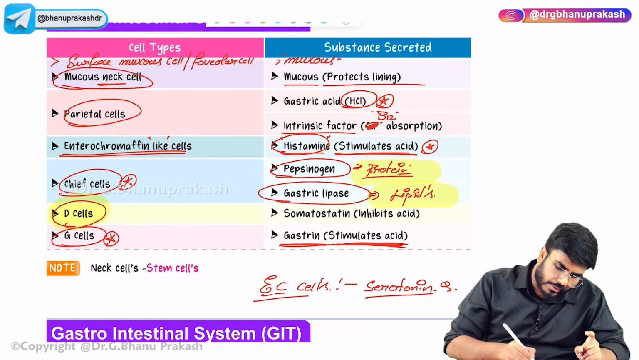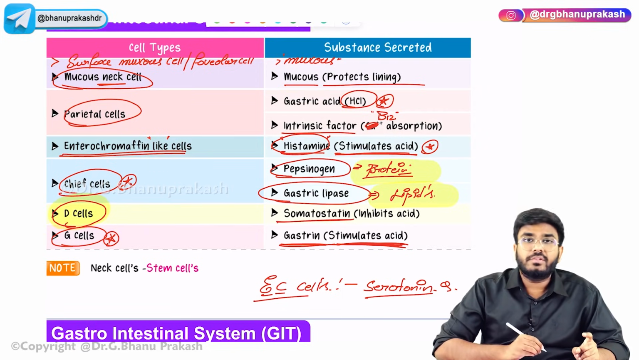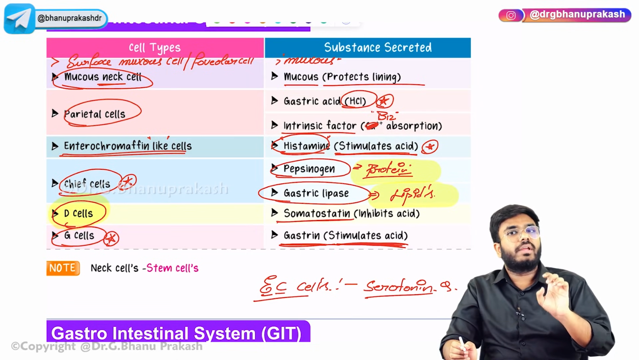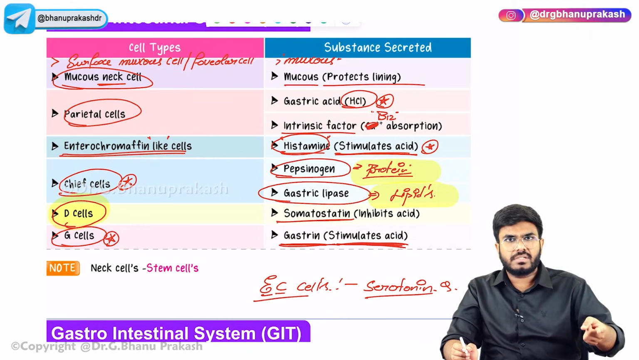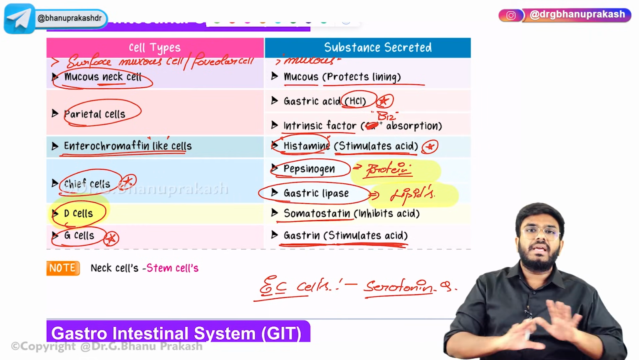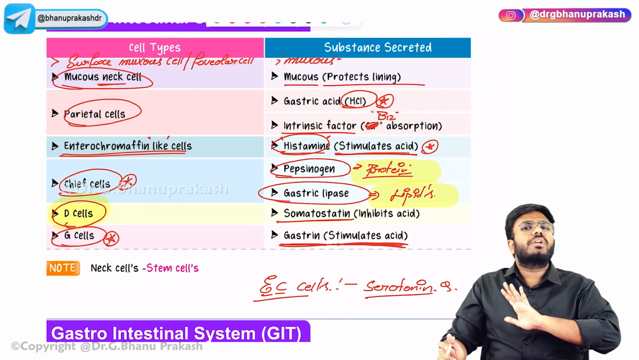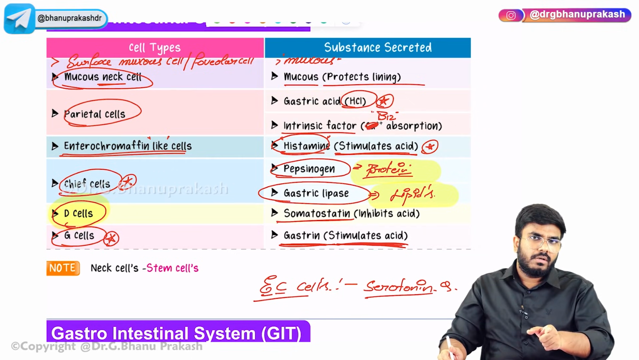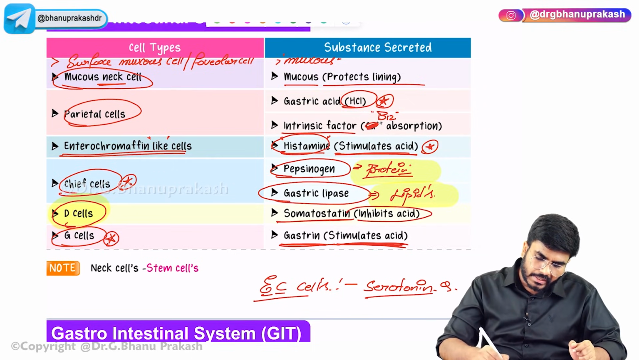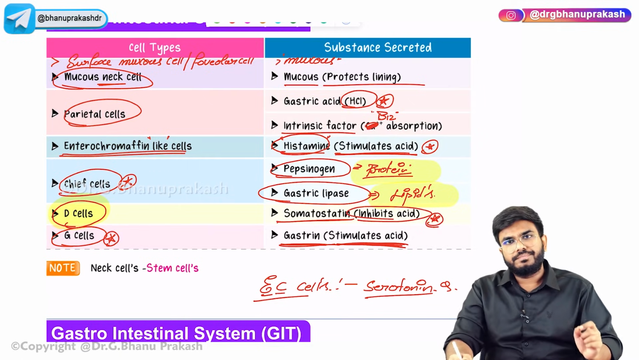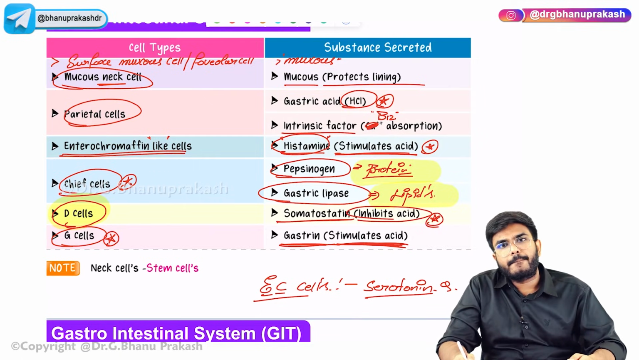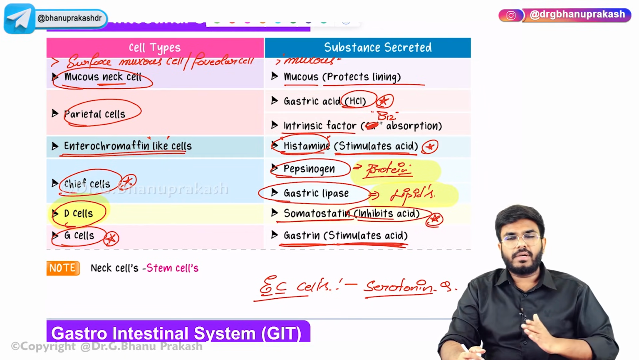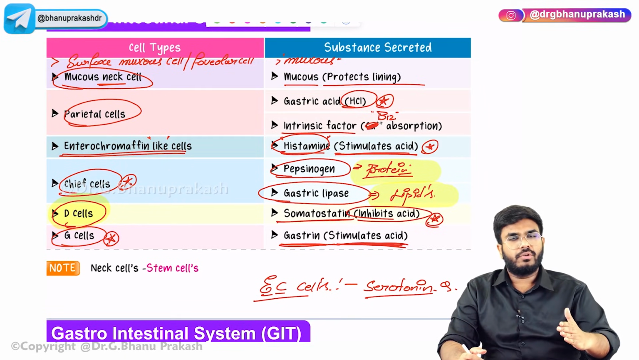Next, D cells. D cells are going to produce somatostatin. When you eat food, you require the acid, and acid comes with the help of histamine and gastrin. When digestion is completed, the acid production should be inhibited. Who inhibits that? Somatostatin inhibits acid release. That's it. These are the important cells and important secretions which you need to know in your exam.